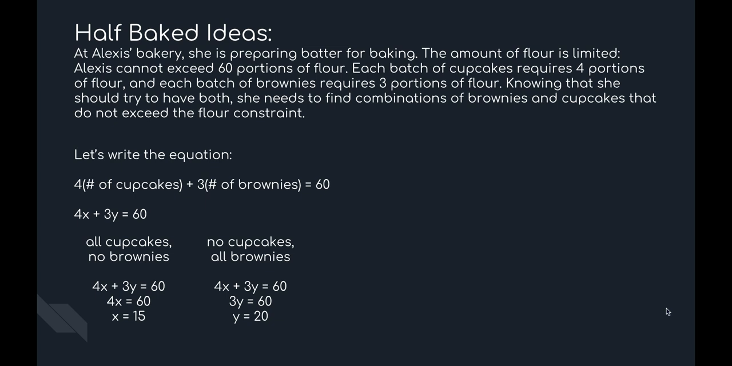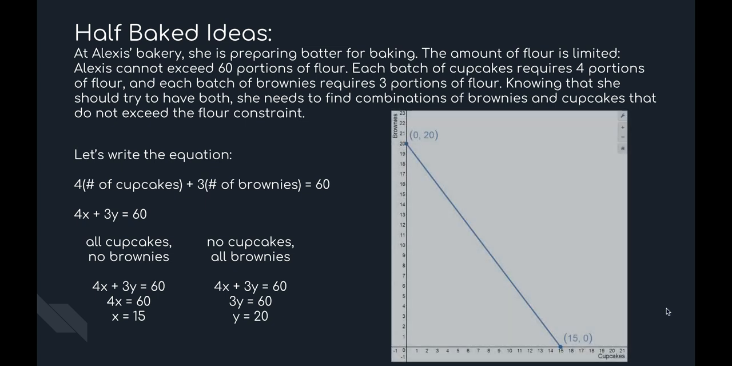This means that when we have all cupcakes and no brownies, we're going to have 15 batches of cupcakes. When we have no cupcakes and all brownies, we'll have 20 batches of brownies. And we can use this to graph. I've created a graph where my x-axis is cupcakes and my y-axis is brownies. I've graphed my intercepts, or the places where I have sum of one and none of the other.